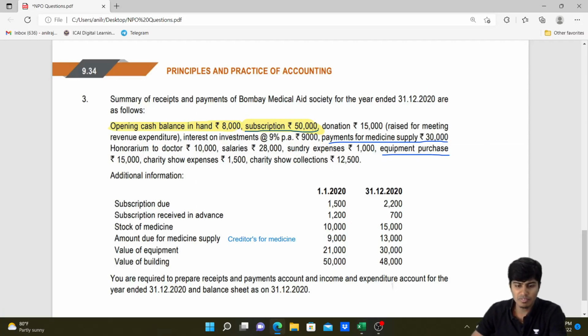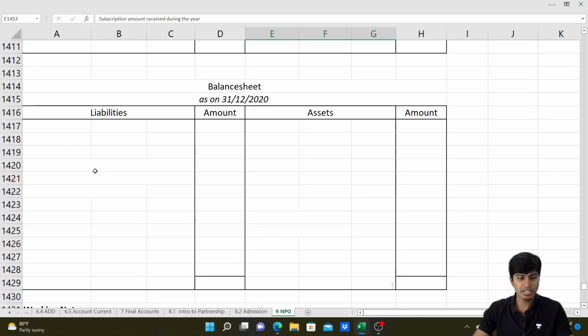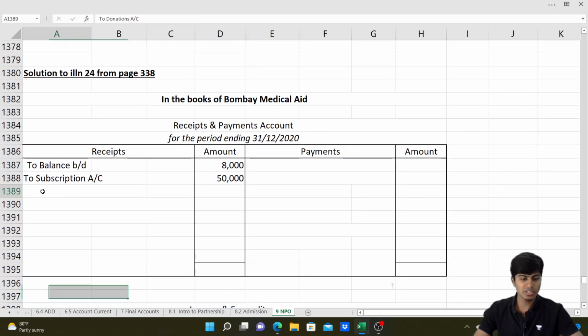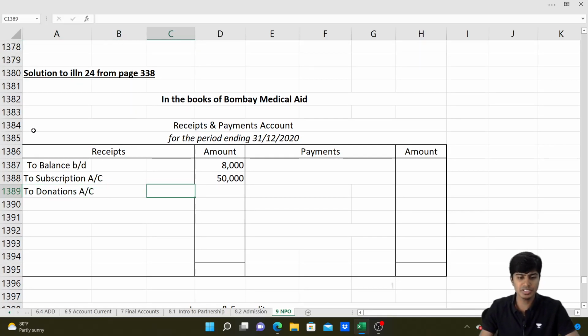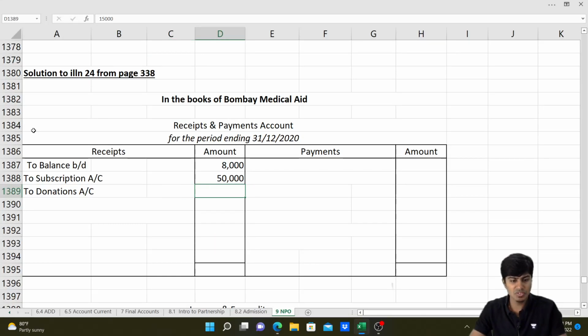What do we have after that? We've written both the entries. Donations of 15,000. They've told that this is to be treated as revenue income. So this 15,000 received is a receipt. So I'll write in my receipts and payment on the debit, donations. How much is donations received? This is 15,000 rupees. So I'll write to donations account 15,000. So in receipts and payment I have written to donations 15,000.